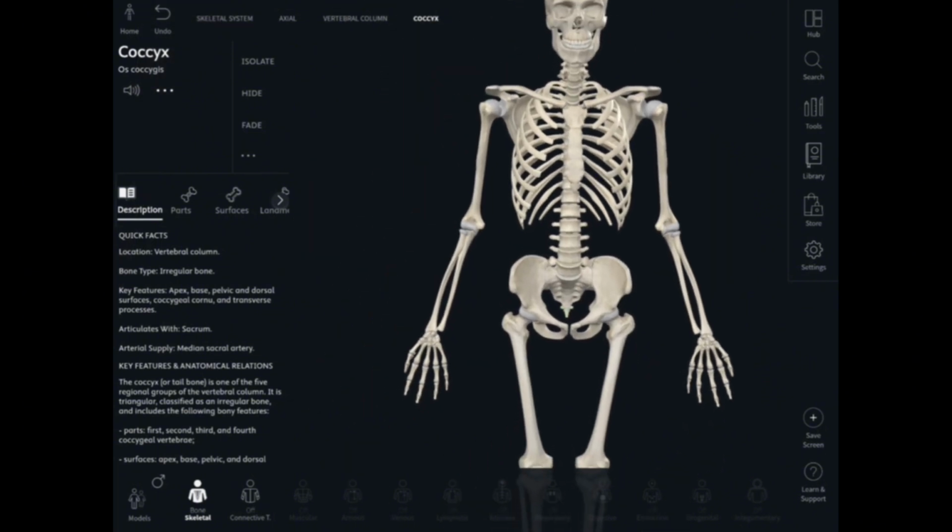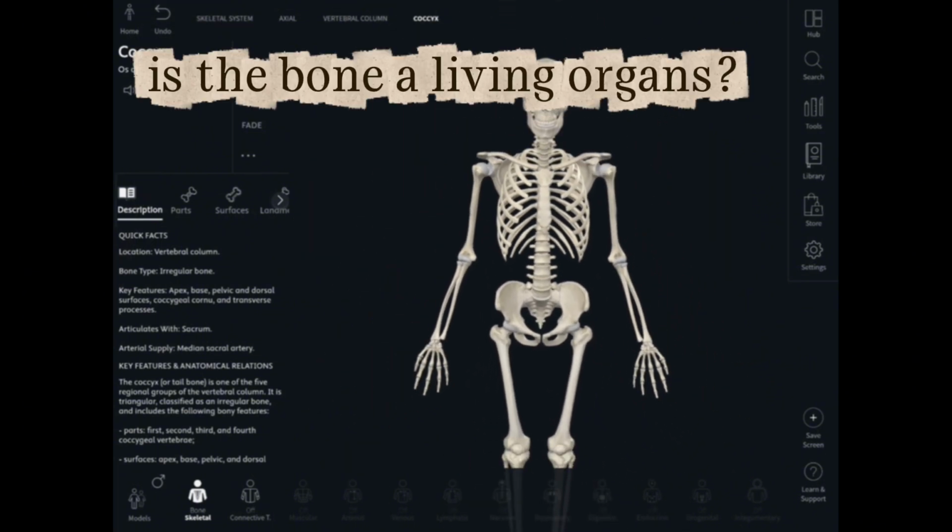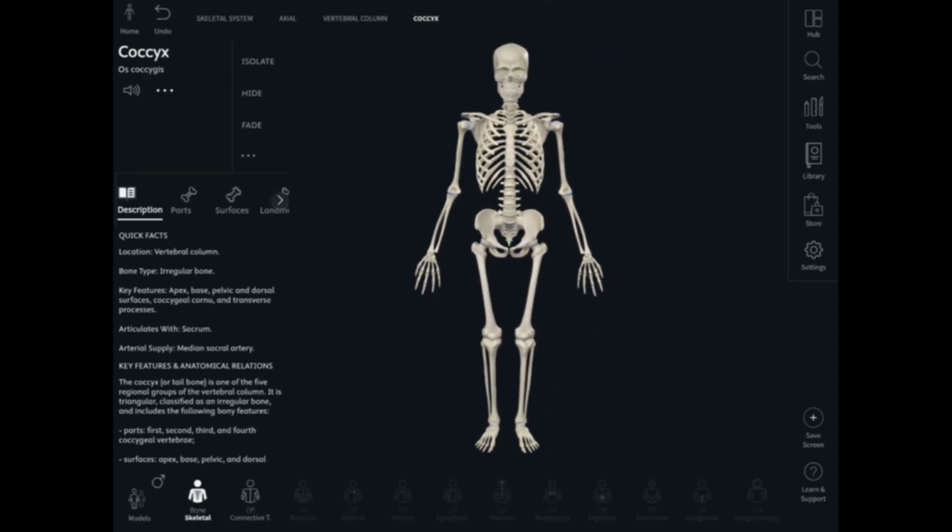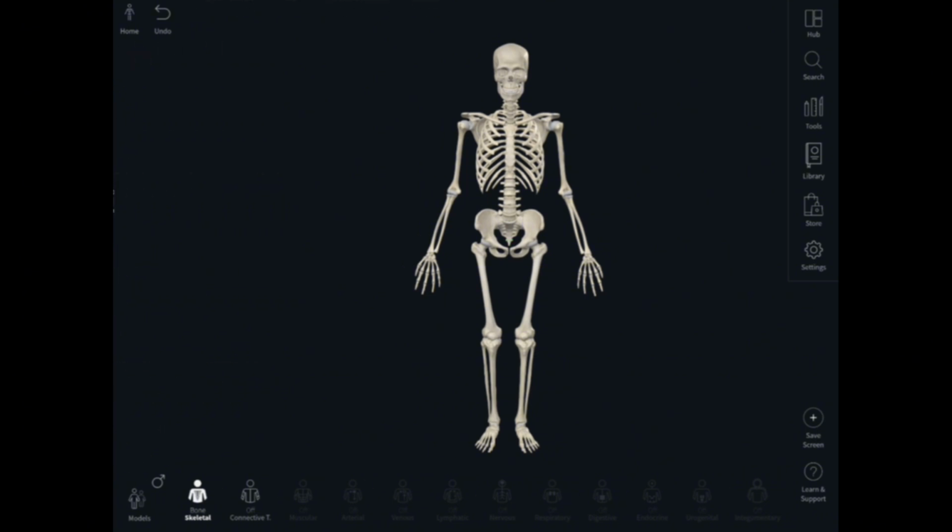Okay, so we have a question. Is the bone a living organ? Yes, bones are living organs with their own system of blood vessels and nerves. Bone tissue, also known as osseous tissue, is the hardest form of connective tissue.